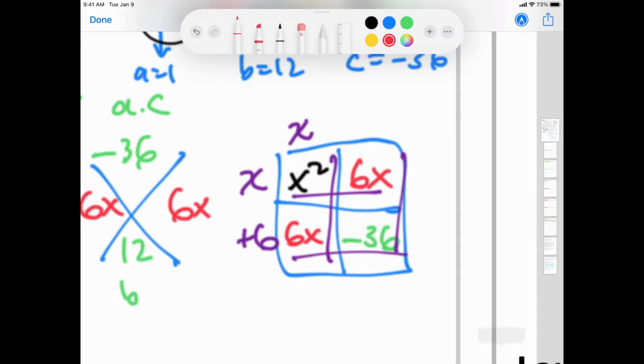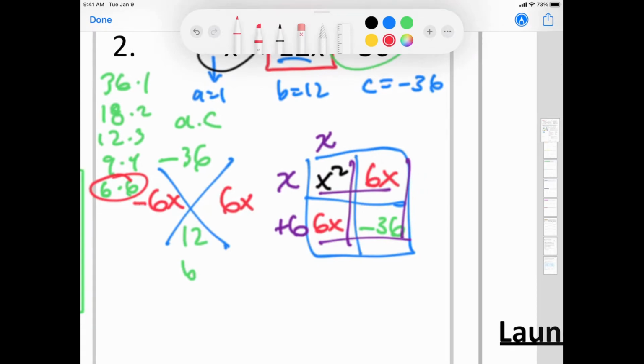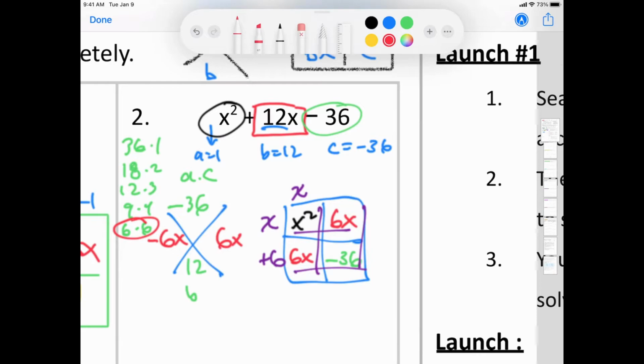Oh, see what happened? I made a mistake. Should have been negative, right? Let's double check. Maybe I wrote the original problem wrong. Negative 12 plus 36. Come on, Mr. Ring. That was the original one. Okay, let's try that again.